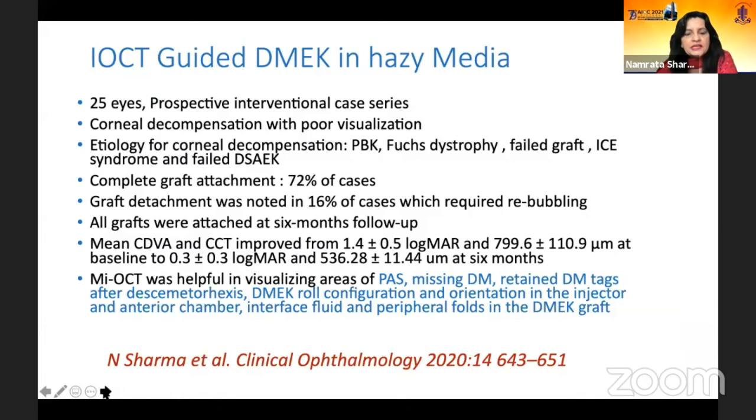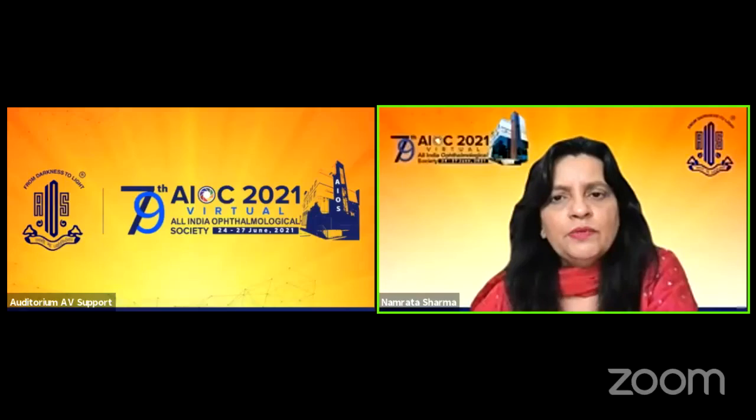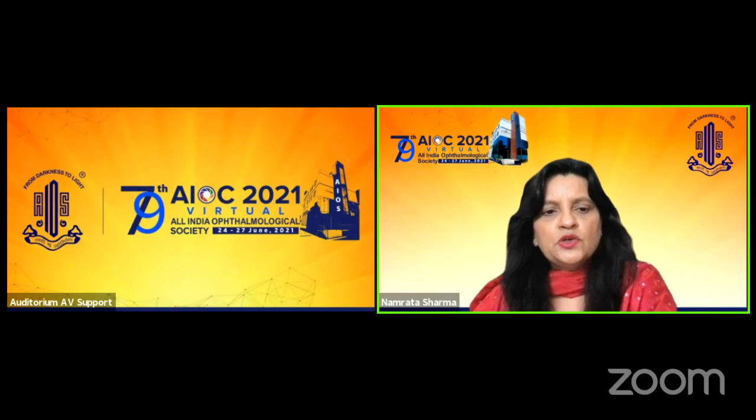In DMEK surgery, the intraop OCT microscope has made a lot of difference to the way we do our surgery. Earlier we used to consider a hazy cornea a contraindication, but now a hazy cornea is no longer a contraindication for DMEK surgery. It can still be done in cases where corneas are hazy, because it leads to a lesser amount of graft rejection, because you're putting only the Descemet's membrane roll there.